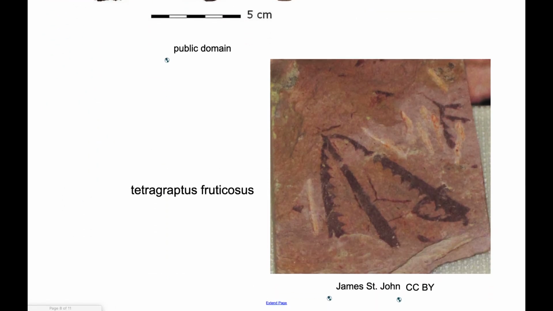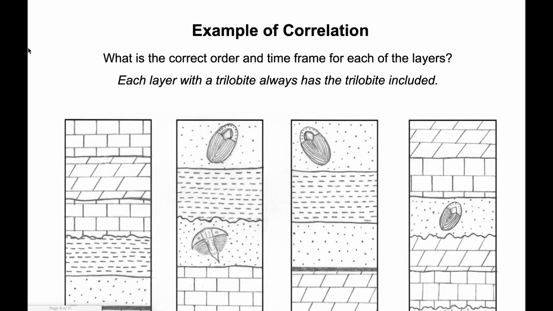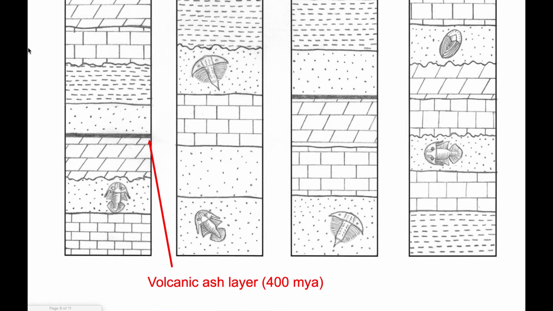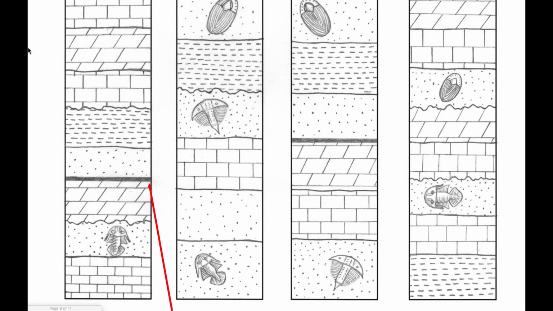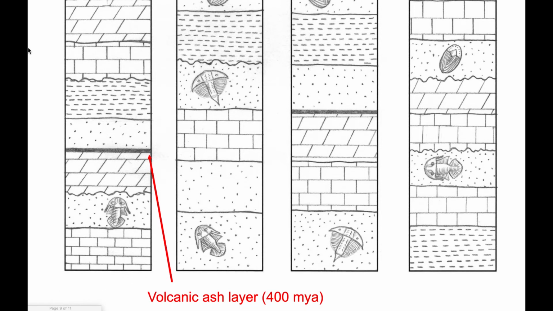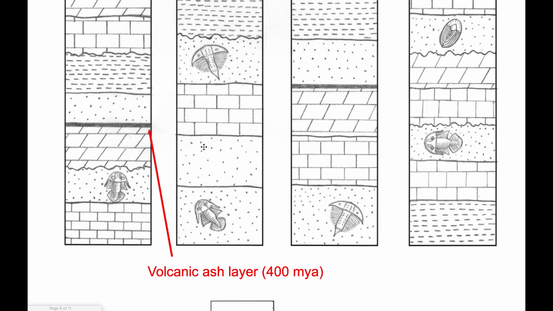And finally, a very simple leaf organism. Now for another puzzle-like example. Here we have 4 different rock strata that were all formed in different regions at similar times. In this rock strata, we've captured some trilobites.